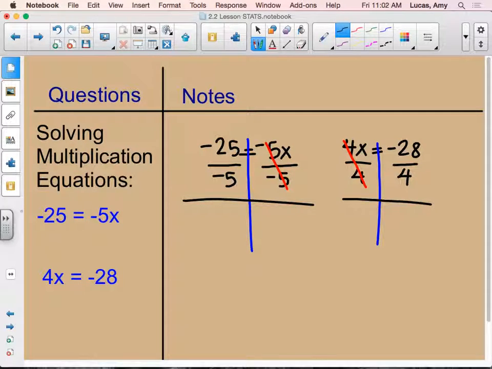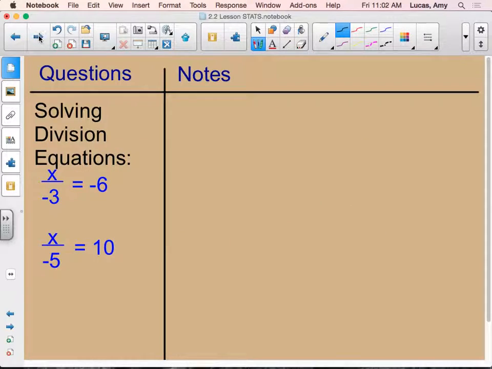Now, a negative divided by a negative is a positive, so 5 equals x, and x equals -7. A negative divided by a positive is a negative. So 2 negatives, and it's a positive. 1 negative when you're dividing, and it stays a negative. Next up, division equations.